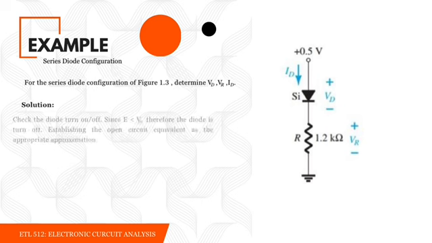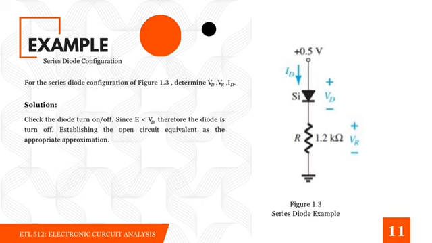Next, example 2. For the series diode configuration of Figure 1.3, determine VD, VR, ID. Here's a little hint: check whether the diode is turned on or off. Since E is less than V, the diode is turned off, establishing the open circuit equivalent as the appropriate approximation.